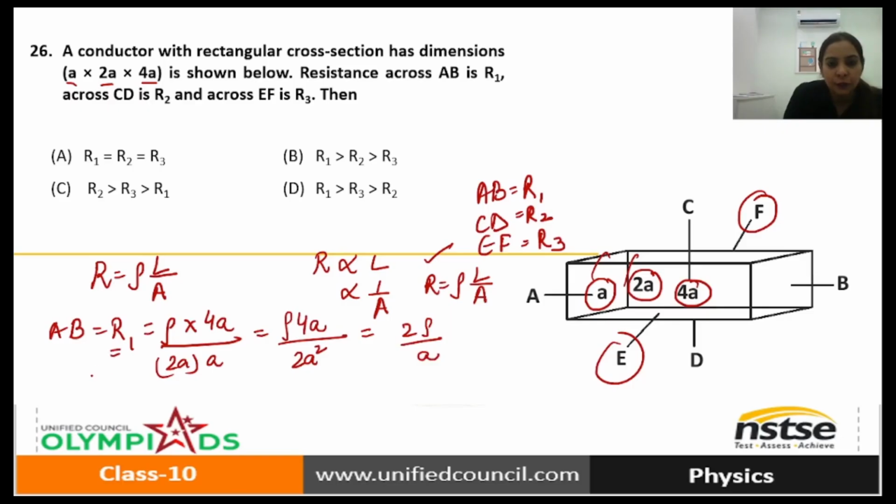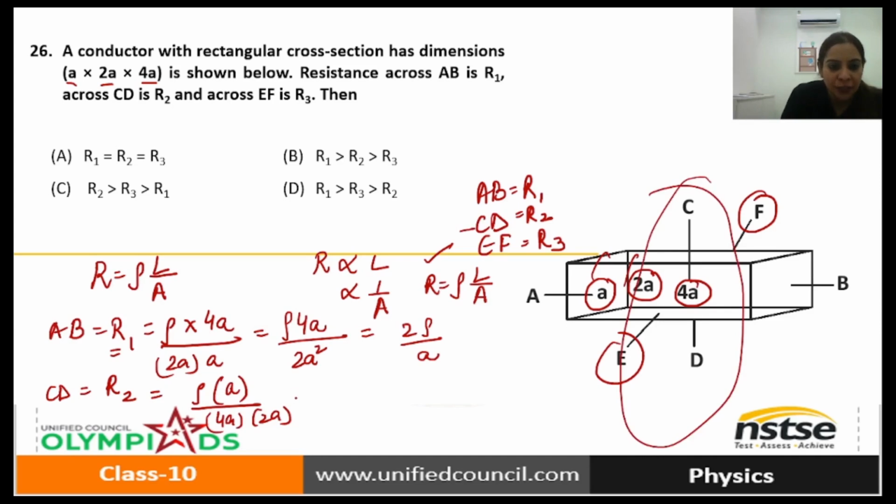Now same way we need to find for R2. We know that CD is equal to R2. If you put the formula for this, it will come out to be rho, length would be taken as A, and area will be taken as 4A into 2A, because we are finding across CD. We are finding across this part CD. If you solve for this, it will come out to be rho by 8A.